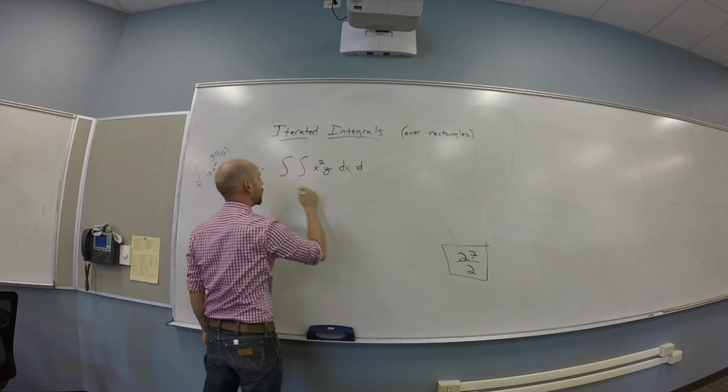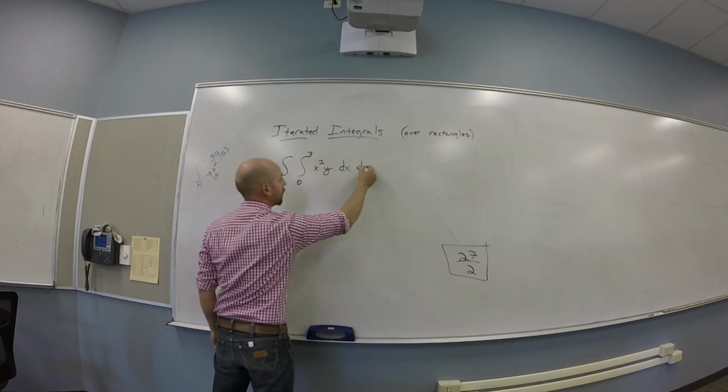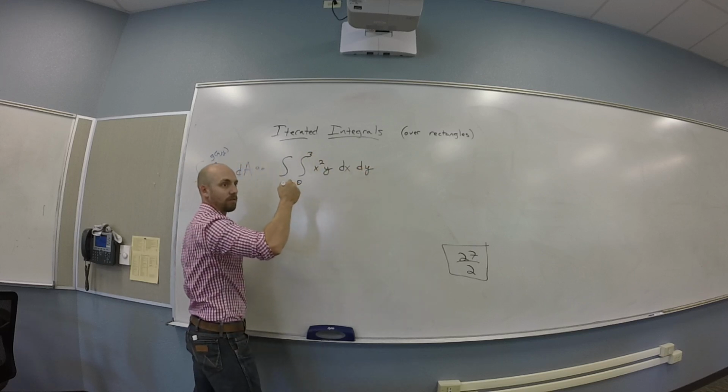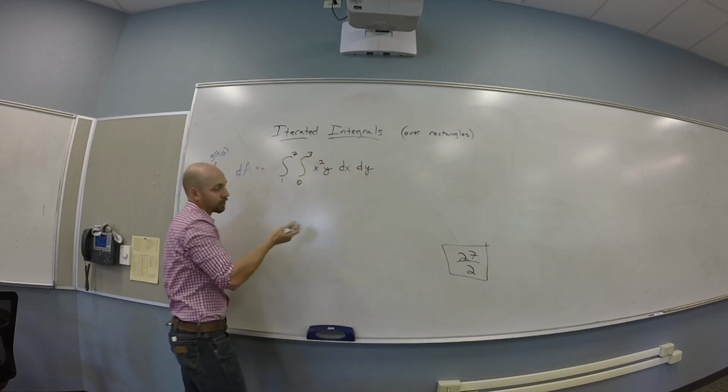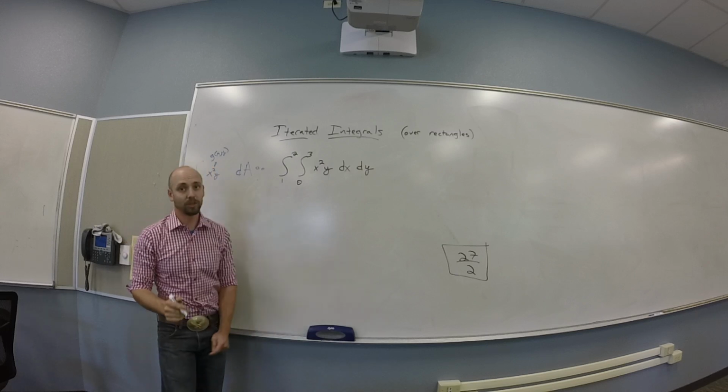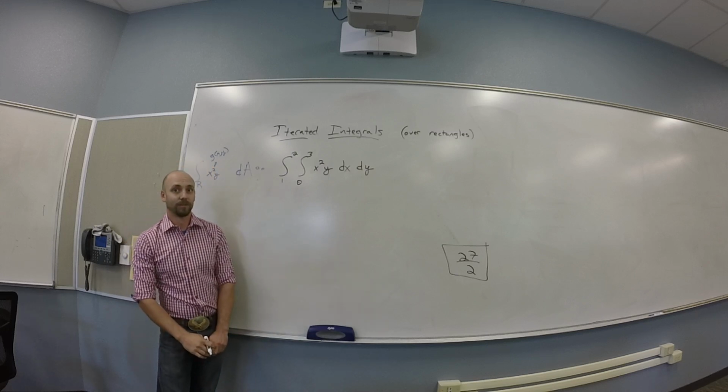So I'm going to do the x's first, and the x's went from 0 to 3. And the y's, where did they go? 1 to 2. Okay, so let's try this again. Hopefully we get to 27 over 2, right?